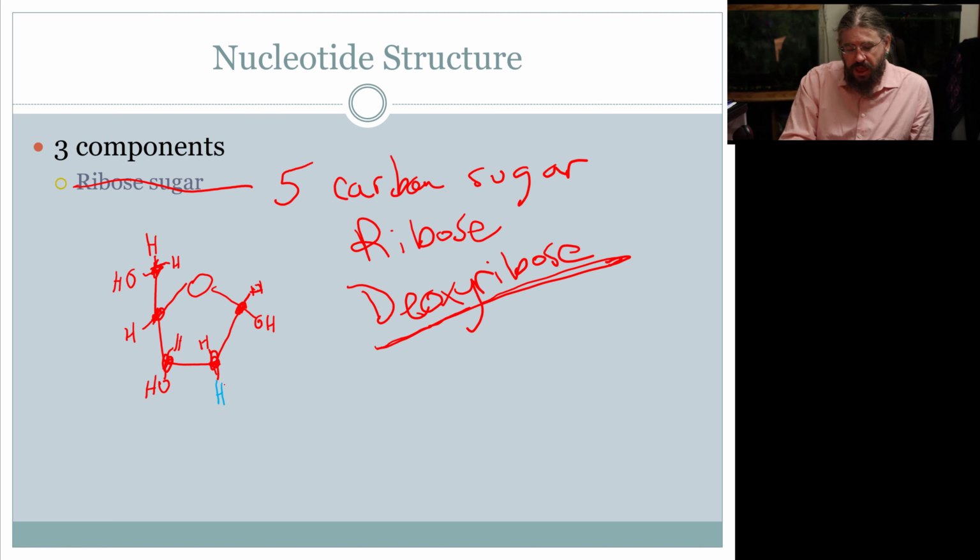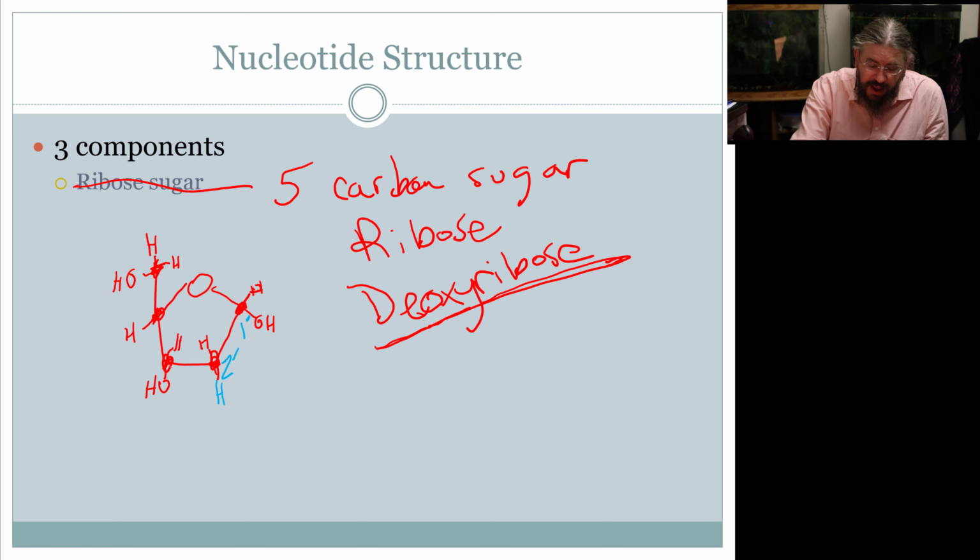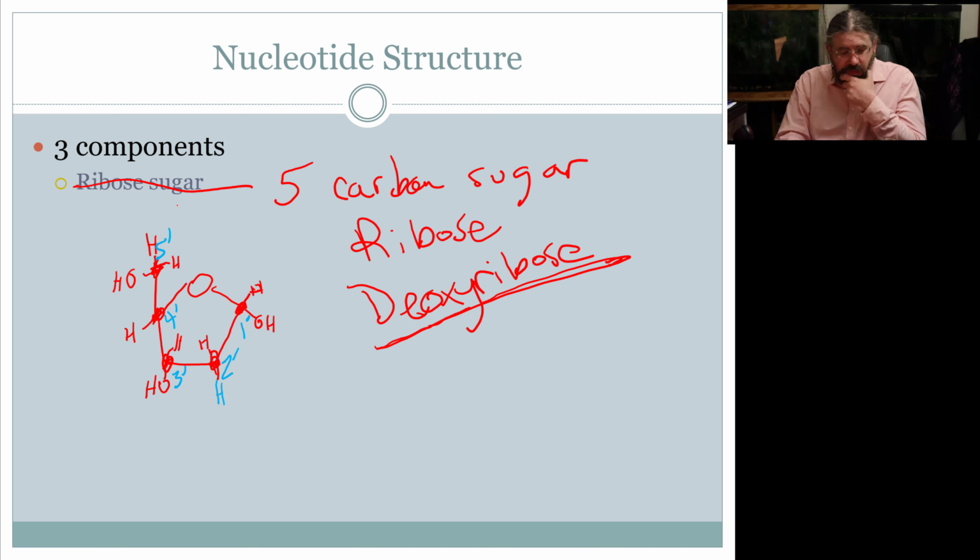So, carbon numbering is actually rather important when looking at the 5-carbon sugar. So we're going to talk carbon numbering in these sugars. It is given a little apostrophe next to the number. That's prime. So 1 prime, 2 prime, 3 prime, 4 prime, 5 prime. All right, so that's our sugar.